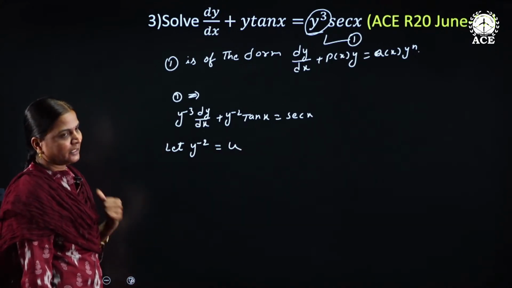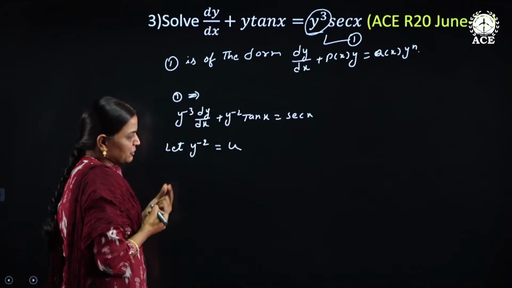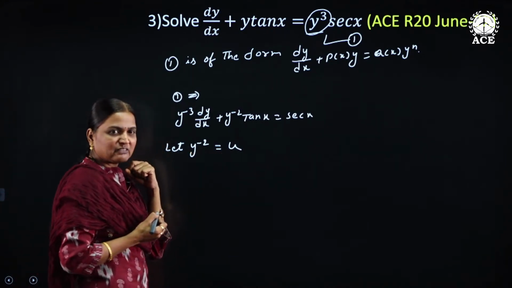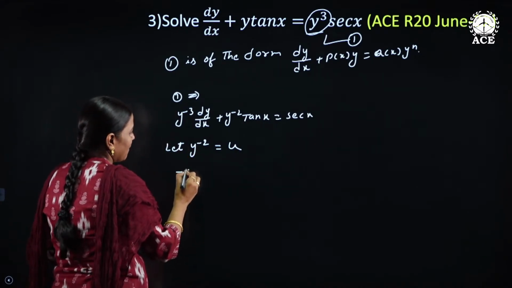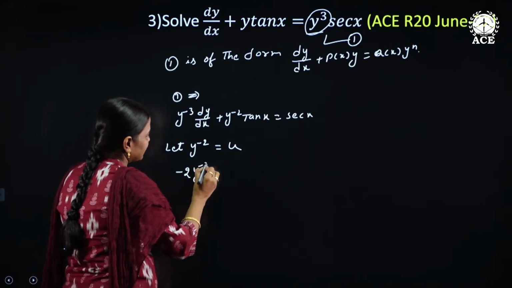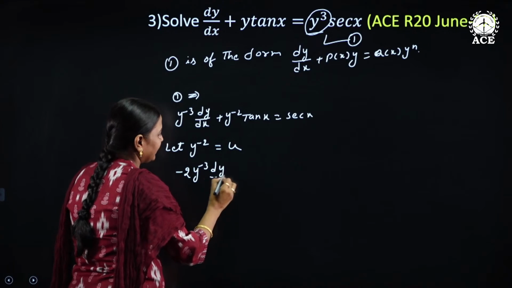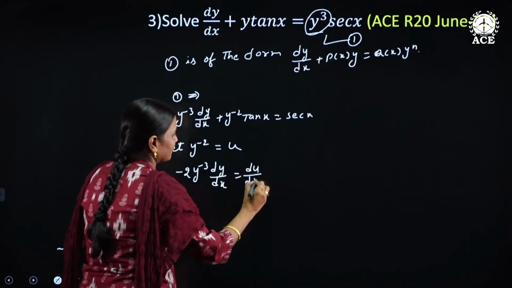That means change the dependent variable. Y power minus 2 is equal to u. If we take this substitution and differentiate this one with respect to x, what is the differentiation of y power minus 2? Minus 2 into y to the power minus 2 minus 1, that is minus 3, into dy by dx is equal to du by dx.